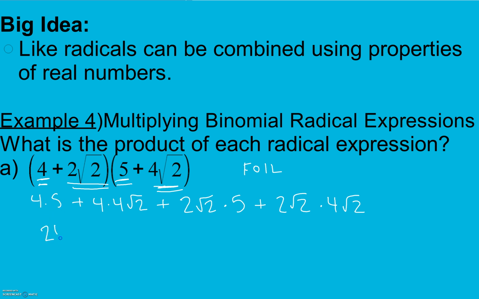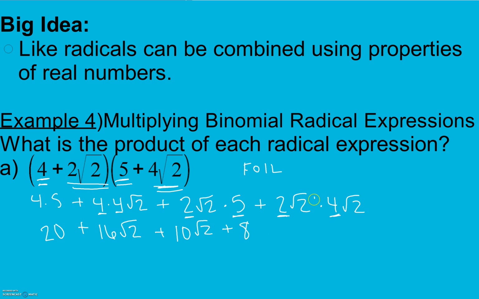4 times 5 is 20. Here I can multiply my whole number parts times my radical part. Same idea here. 5 times 2 is 10, and I have my square root of 2 by itself. In my last terms, there's a little bit more here. I have whole number parts in 2 and 4. I can multiply those and get 8.